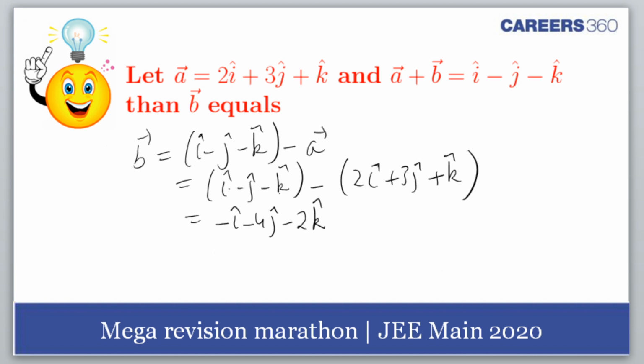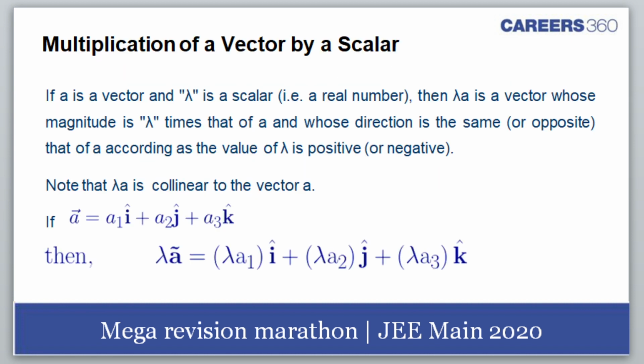What's the next topic? Multiplication of a vector by a scalar. What does it mean? Scalars in mathematics are numbers, plain numbers. That is, a real number, that's what is mentioned. Obviously, we are talking about real numbers.